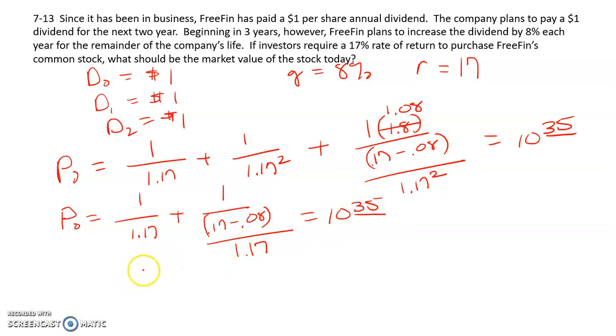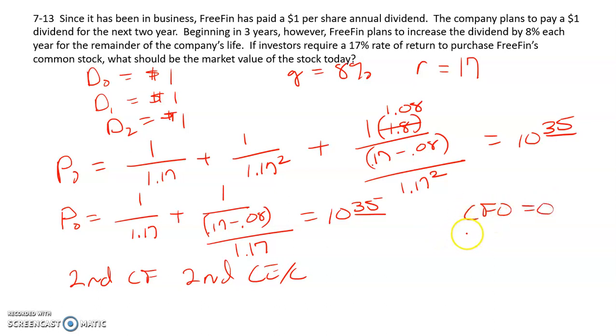If you want to use the cash flow function in your calculator, again, second cash flow, and always clear it out. Second clear. So CF0 is going to be 0. C01 is going to be our $1 dividend plus 1 divided by 0.17 minus 0.08.